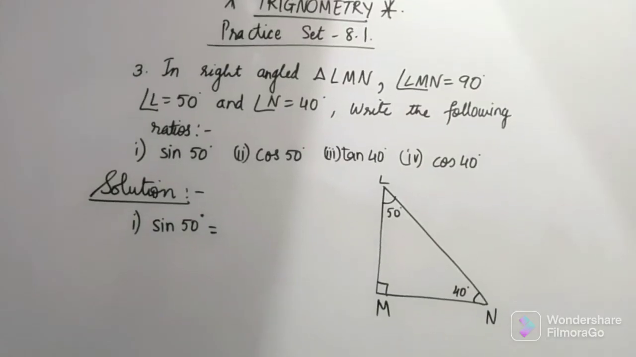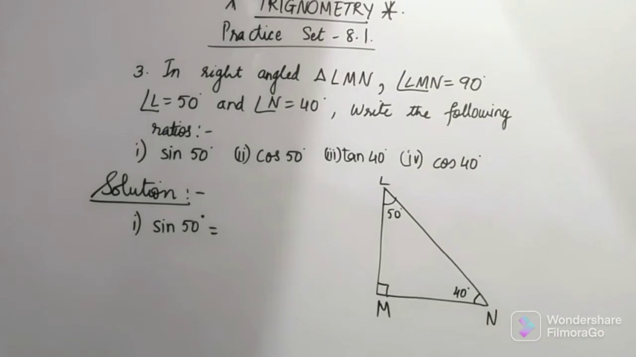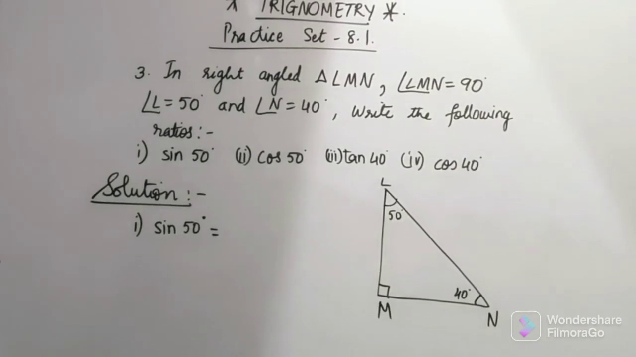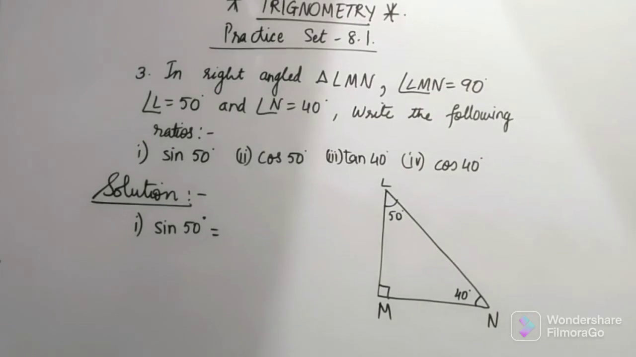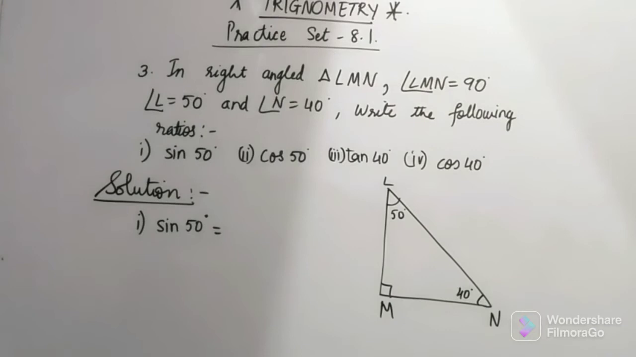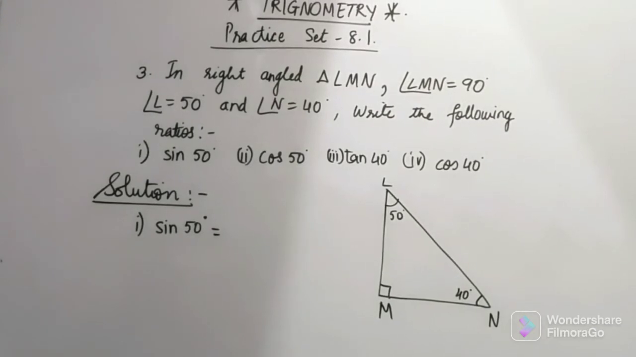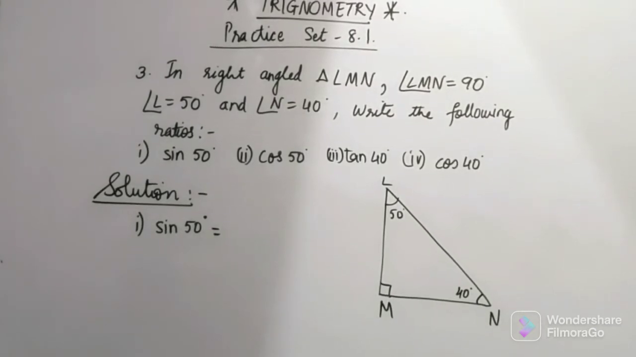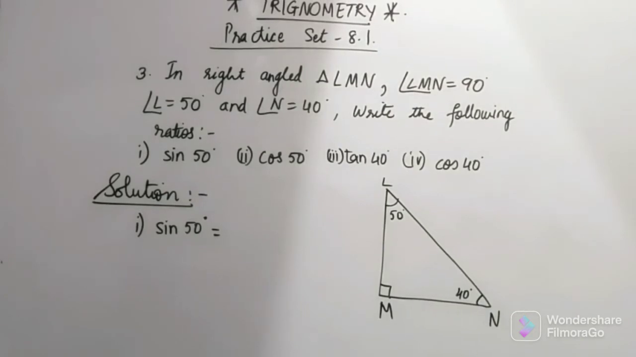Start with the third sum. In a right angle triangle LMN, angle LMN is 90 degrees, angle L is 50 degrees and angle N is 40 degrees. Write the following ratios: sin 50, cos 50, tan 40, cos 40. So this is the triangle and we're going to start with the solution. That's the first one, sin 50.